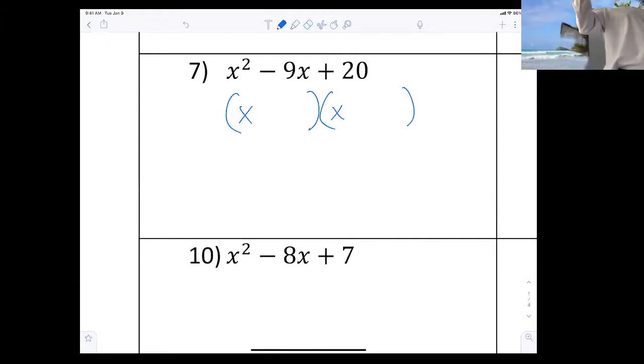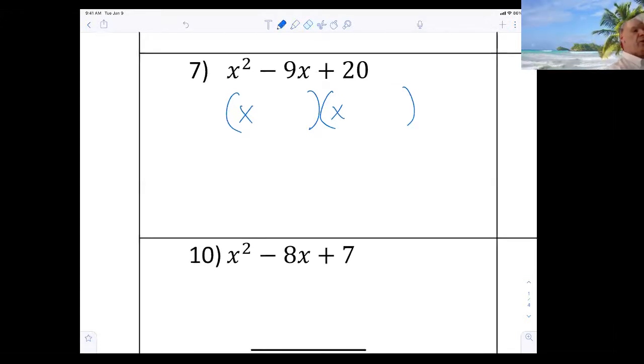2 and 10. Are those factors of 20? Do they make 9? No. 4 and 5? Yes. If they're both what? If they're both negative. All right. So let's put 4 and 5 down.